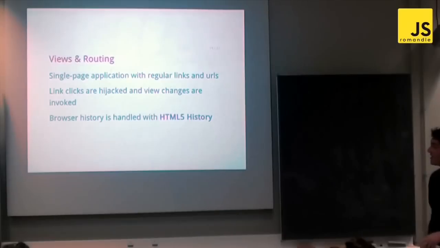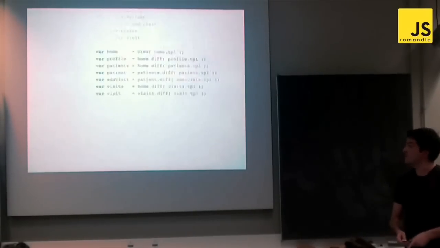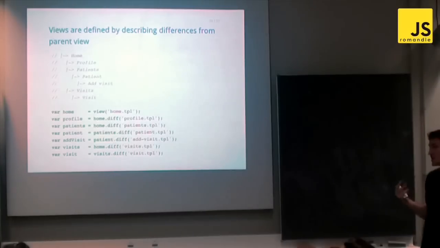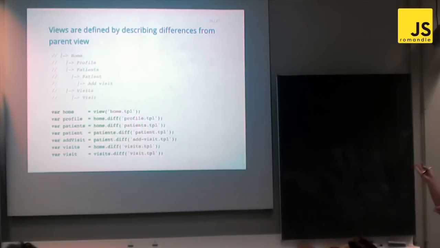Browser history is handled with HTML5 history. Views are defined by describing the differences. I found it most natural because when you look at a web page, like a home website, you have a header, footer, some sidebar, content bar, and you go to some other place. Usually just some part changes, not everything.